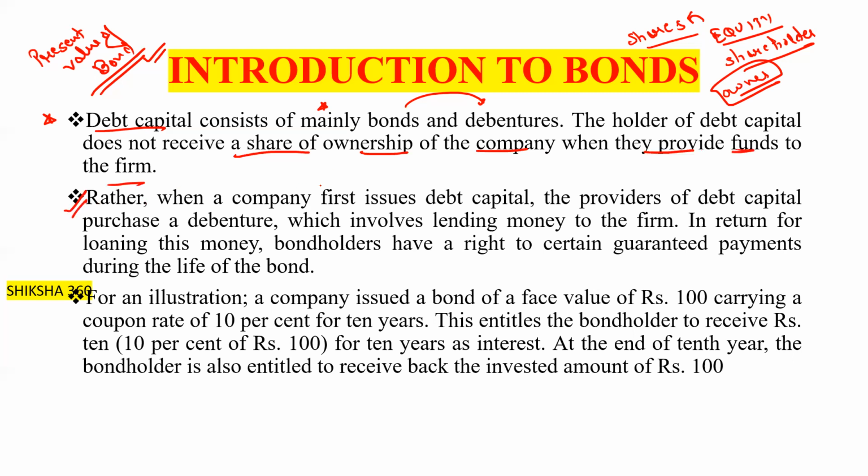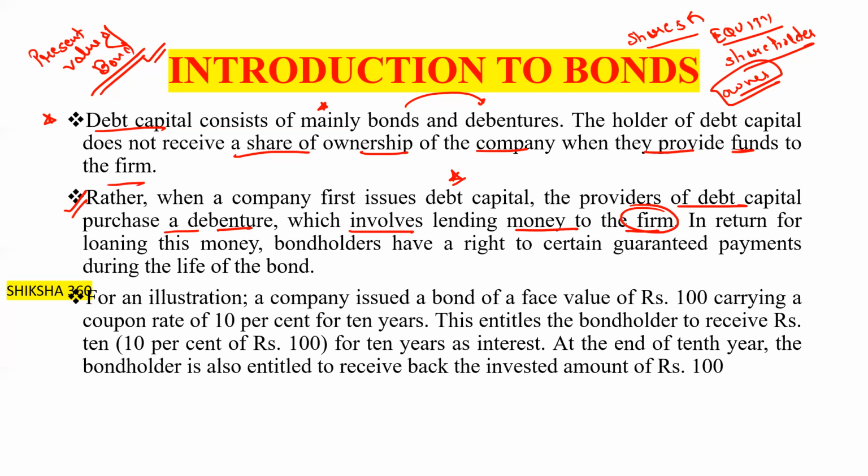Rather, when a company first issues debt capital, the providers of debt capital purchase a debenture, which involves lending money to the firm. In return for loaning this money, bondholders have a right to certain granted payments during the life of the bond.